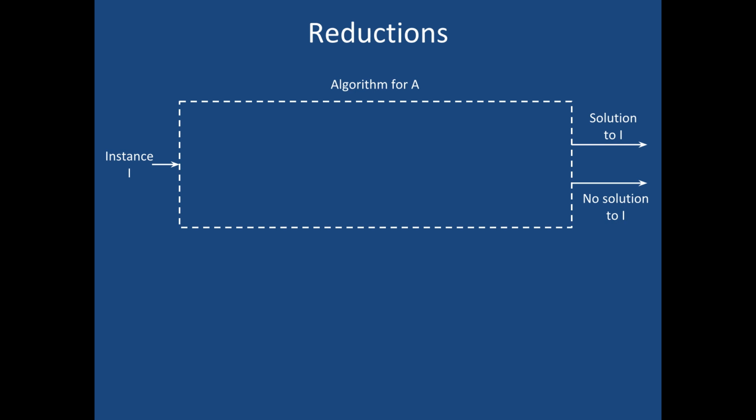And the way we're going to do it is by making use of an algorithm for a different problem. So we're just going to assume that there's this problem B and we have an algorithm for it. And then we're going to use that algorithm to solve problem A for us.